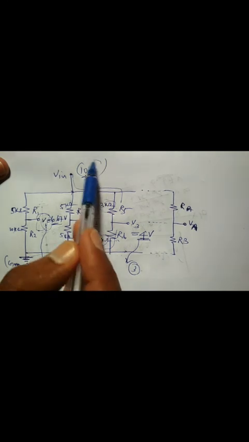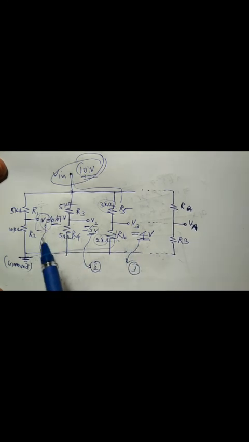So with the help of a single 10 volt input, you are able to generate many supply powers to the circuit. So this is the main advantage of this kind of potential divider.